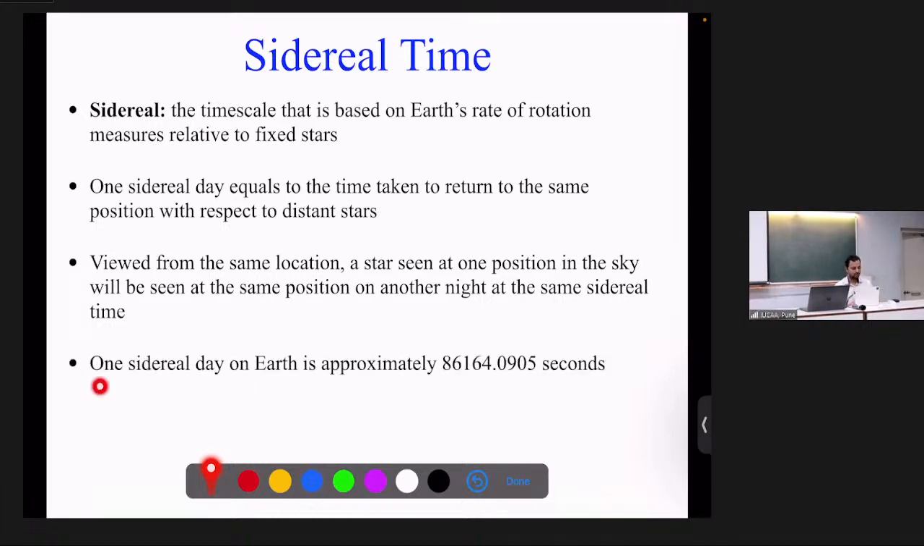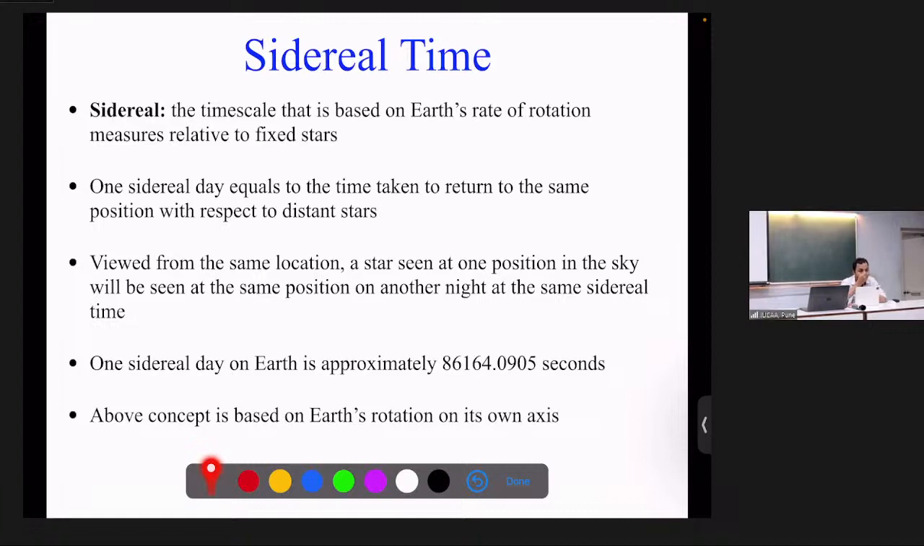So on Earth, one sidereal day is approximately 86,164 seconds. Now you can do this experiment. Isn't it? What's the big deal? Now you see, this concept is based on Earth's rotation on its own axis, because this way it takes 24 hours. I'm saying 24 hours, it is 86 thousand seconds, but you know that this is slightly less than 24 hours. Okay?